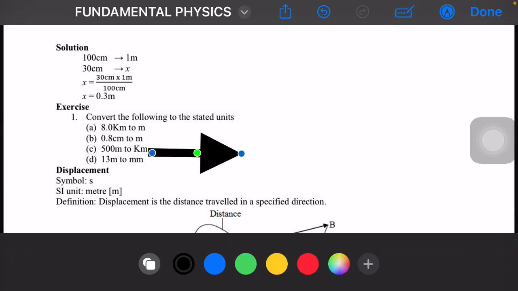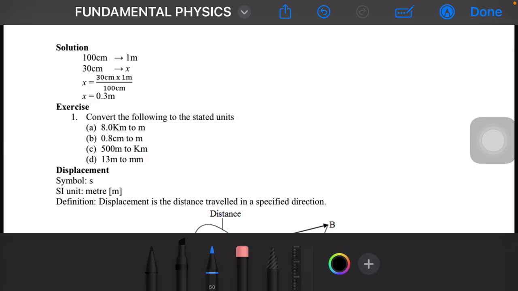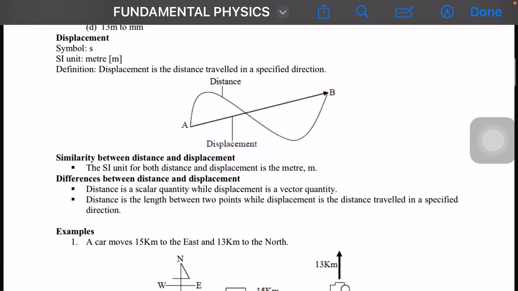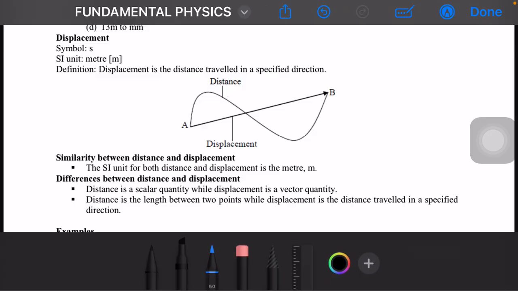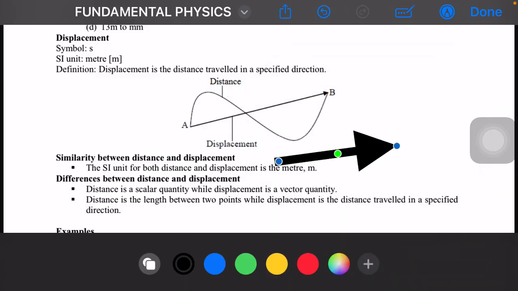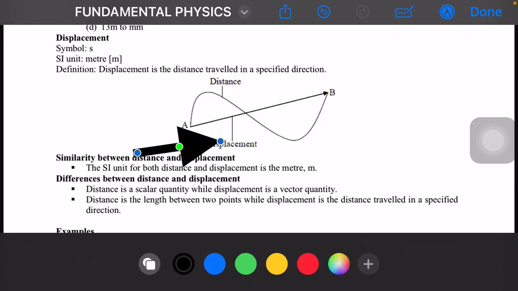So now let's look at displacement. Symbol S, displacement is measured. There's a symbol S, and the SI unit is meters.